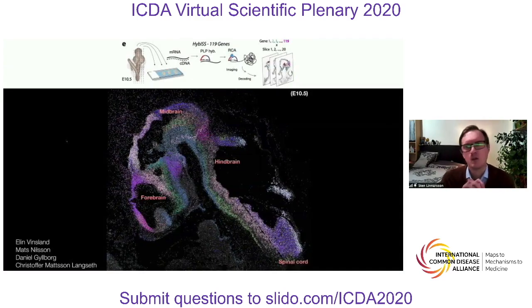Finally, we took these genes that were defined in our single cell data as being putatively spatially restricted, based on belonging to organizers and expressing morphogens that are known to organize brain development. We teamed up with Mats Nilsson's group, in work by Elin Winsland in my group and Daniel and Christopher in Mats's group. We performed in situ sequencing for a set of 119 genes defined in this way that were putatively spatially organized. We stained these on 20 sagittal sections through the brain.